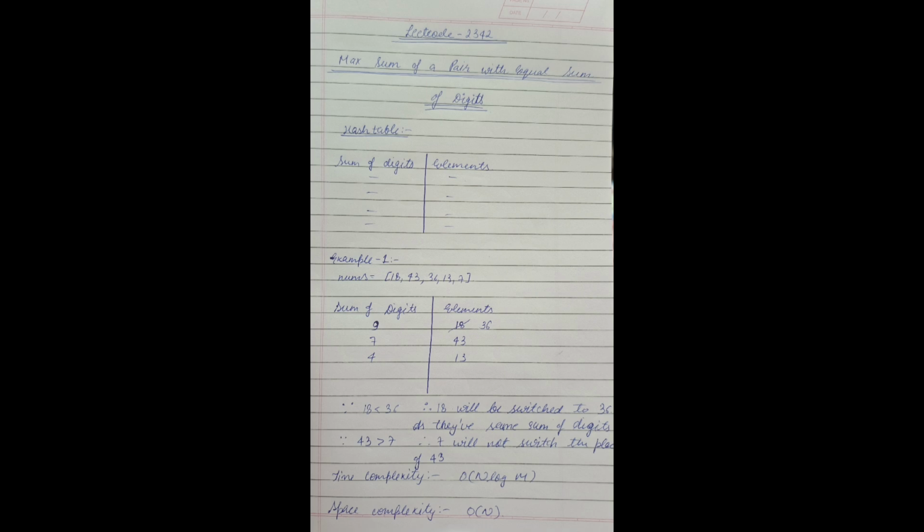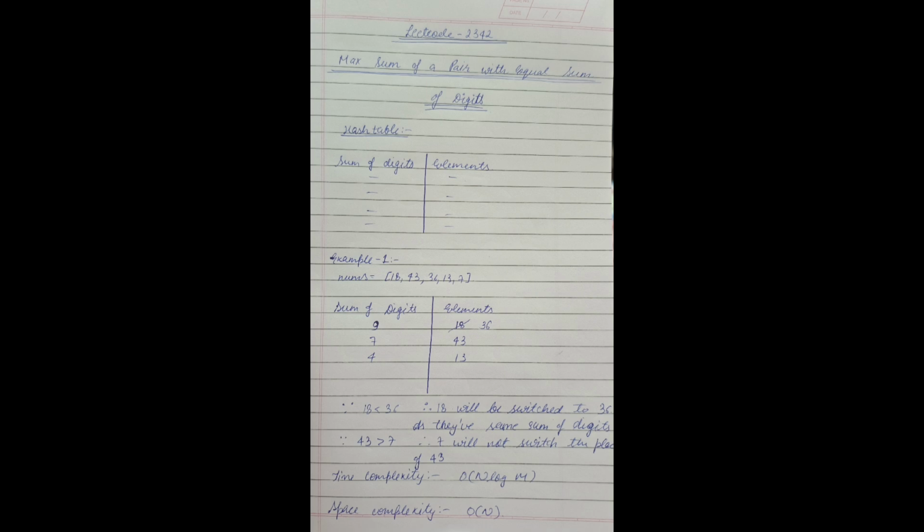Okay, so now the fourth element comes, which is 13. It has sum of digits as 4 and it will be inserted into the hash table as it is, and the corresponding element 13 will be placed accordingly. Now the last element, which is 7, comes into the picture and 7 has sum of digits as 7. Then we will compare the earlier element present for the sum of digits 7 with the present element 7. Since the earlier element, 43, was greater than 7, 7 will not switch the place of 43.